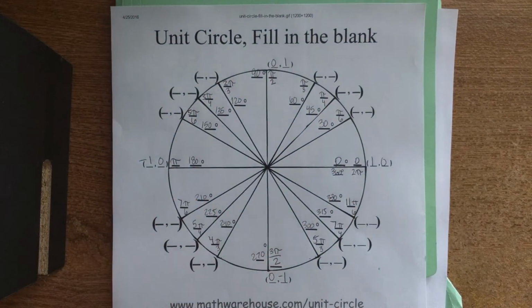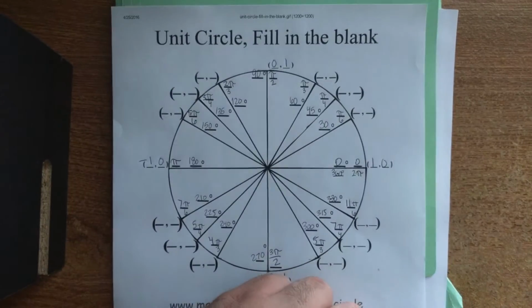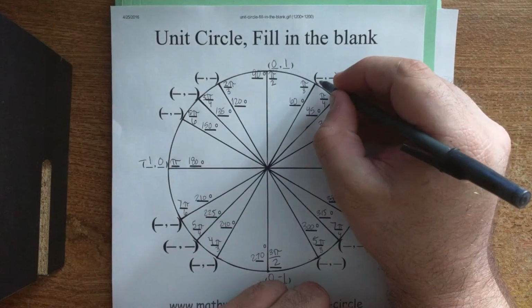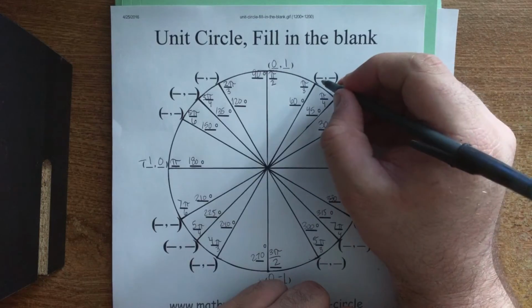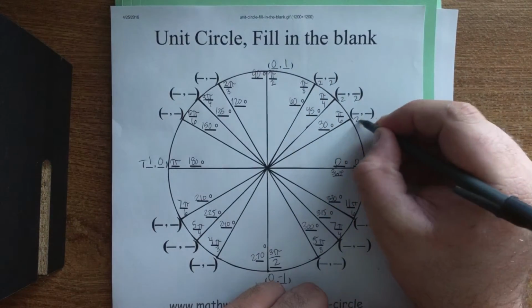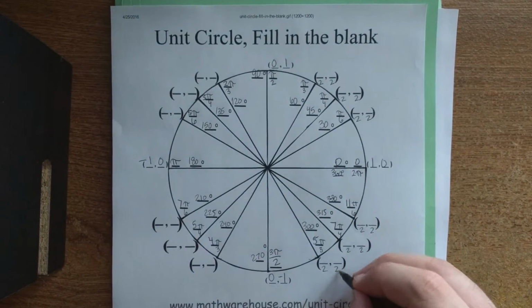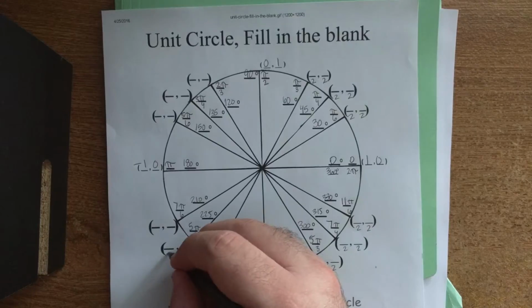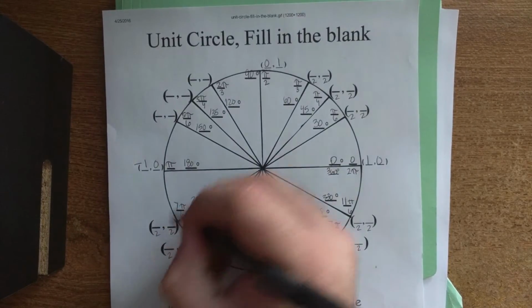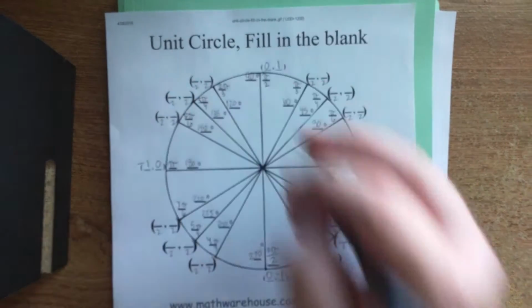Now there's a nice, cool little trick that you can do to fill in these points. The first thing you could do is, and I don't know if you notice this, but every fraction has a denominator of 2. So I'm going to go ahead and just right away around the circle, every denominator is going to be a 2. I know this with certainty. So let's just get that out of the way real quick.